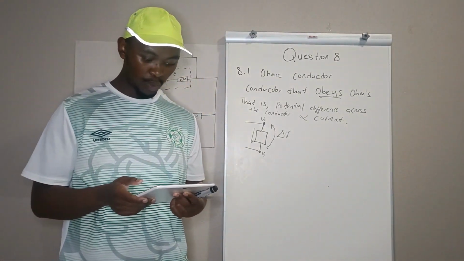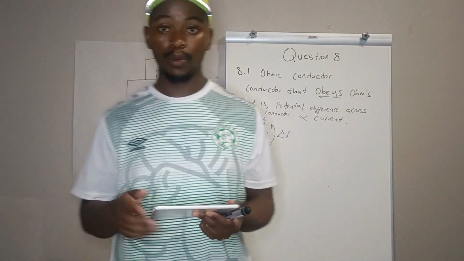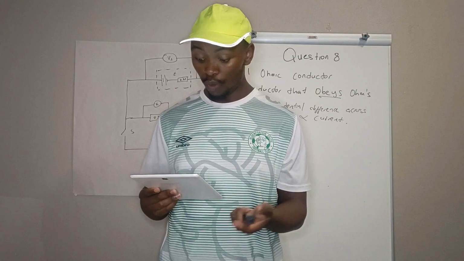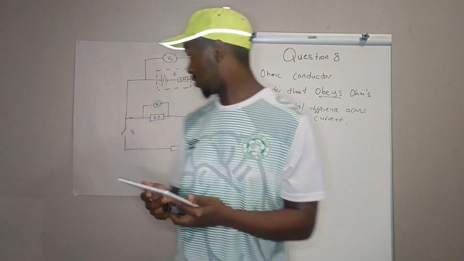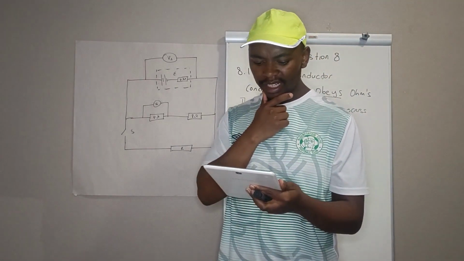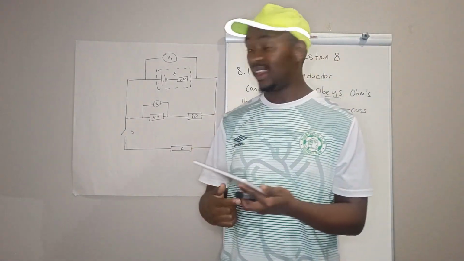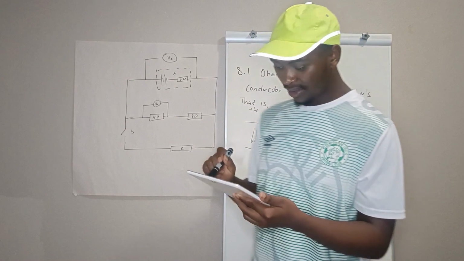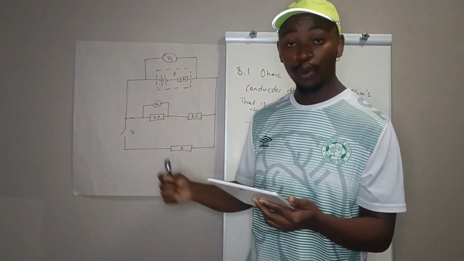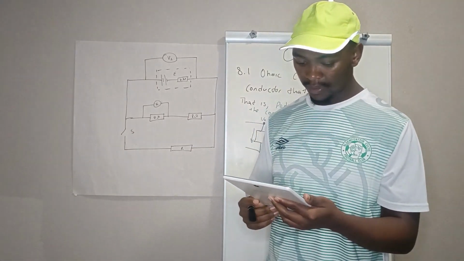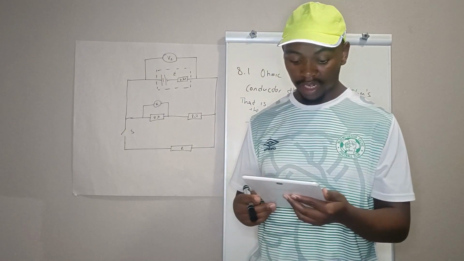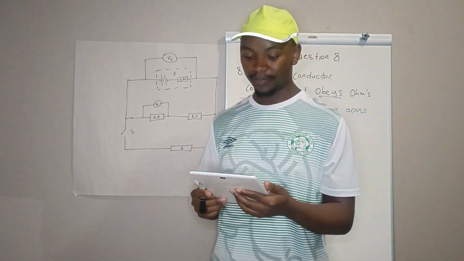Alright. Question 8.2, we're given a statement there that says that switch S remains open. Now, where is switch S? There is switch S. They are saying it remains open, and that the voltmeter V1 reads 3.2 volts. Okay. Now they're asking us on 8.2.1 to calculate the current through the battery.